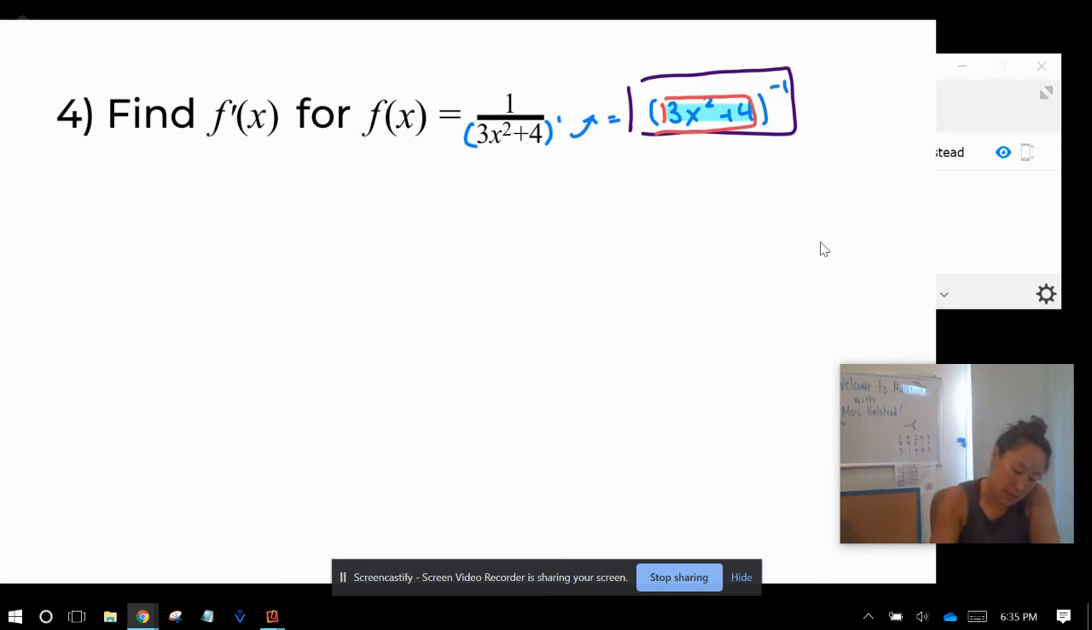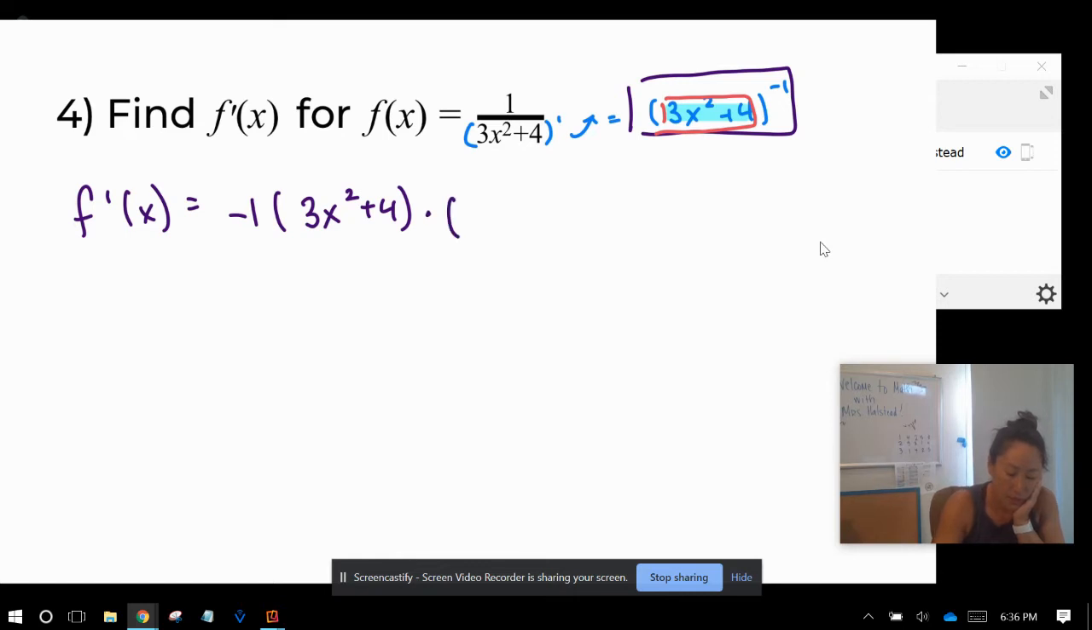Next, we're going to go ahead and take the derivative of the outside. So move the 1 to the front. So negative 1 times the inside stays the same, 3x squared plus 4. And then we're going to chain on the derivative of the inside. 3x squared plus 4, the derivative would be 6x. Simplify.